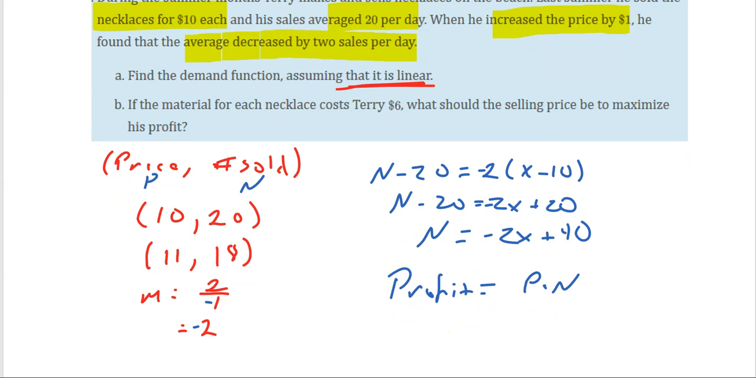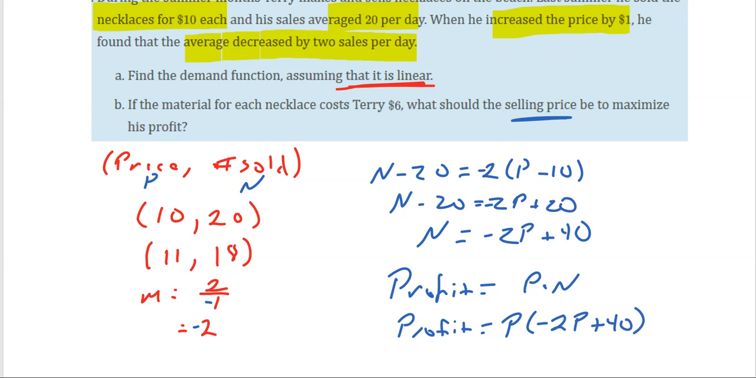All right, now, it's asking what the price should be to maximize it, so we don't know that. We want to maximize the profit. And so we have the 2 variables, P and N. If I kept my notation very good, I would be happy. I didn't call those X, I called those P. Okay. So I can substitute in, because the number should be negative 2p plus 40.